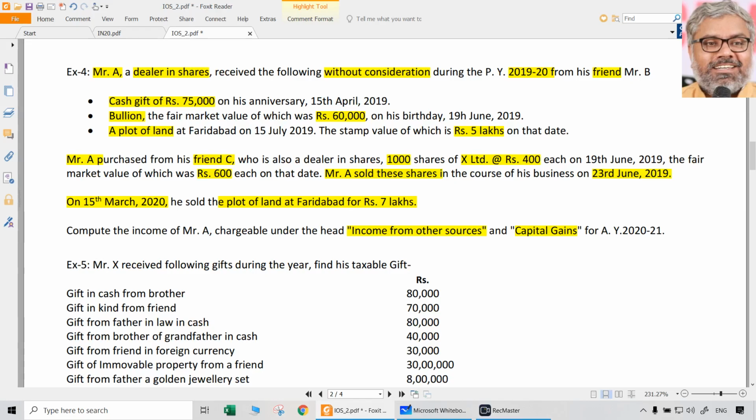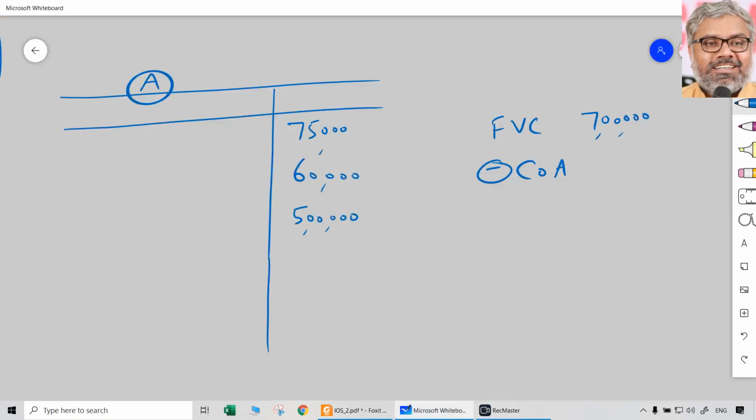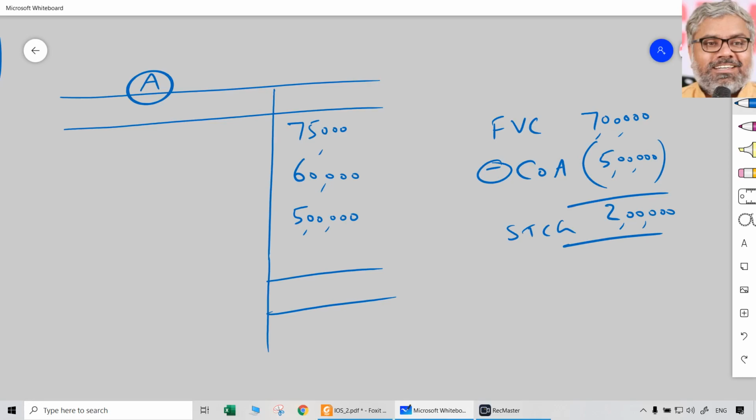There we referred to gift, if you remember, 56(2)(x). According to that, if it was already taxable under income from other sources, whatever was already taxed will be taken as cost of acquisition. So what was already taxed here? 5 lakhs. That will be taken as cost of acquisition, which means the remaining 2 lakhs will be treated as short-term capital gain. The cost of acquisition is 5 lakhs because it is already taxed under the income from other sources head, though in the same year.